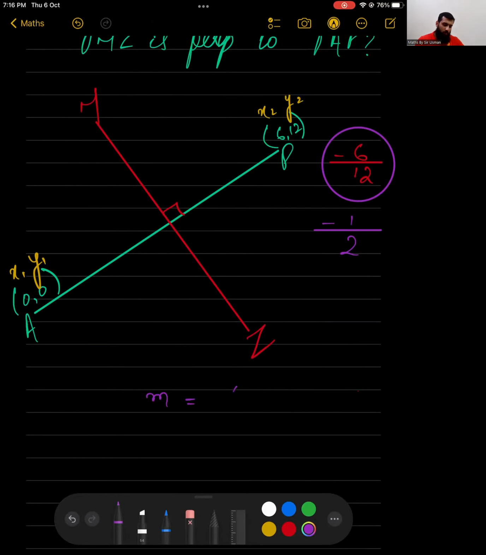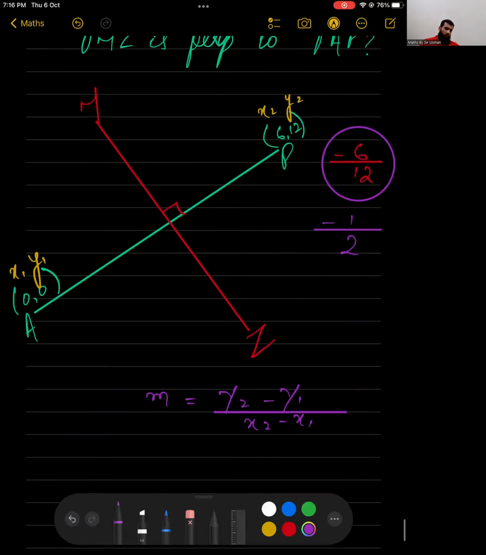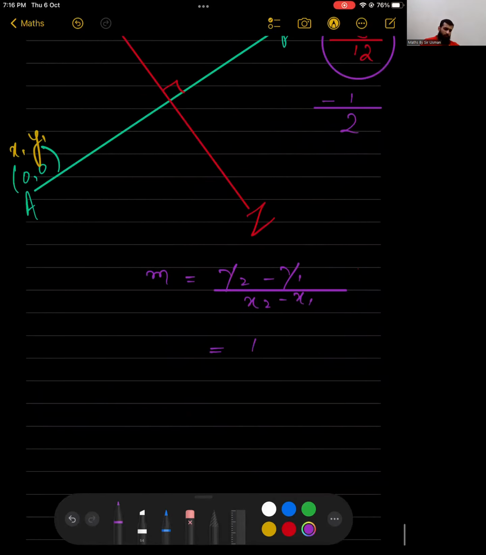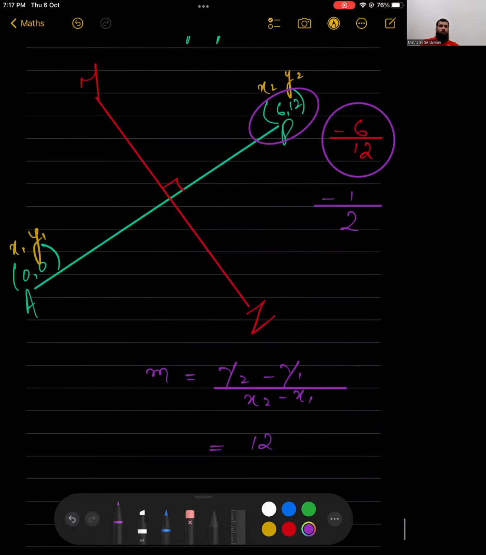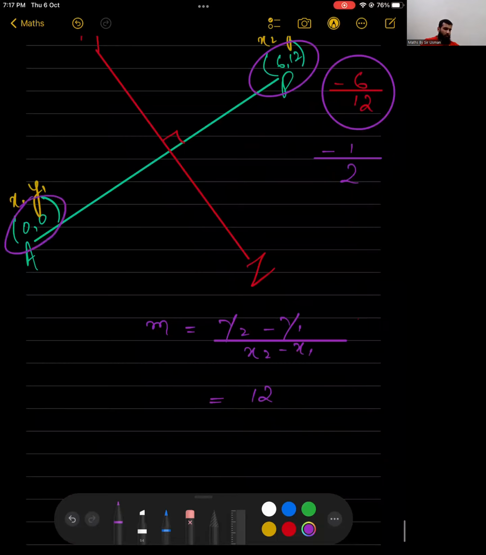So m equals y2 minus y1 divided by x2 minus x1. Now the value of y2 is 12. If you see here, y2 is 12. Mina, can you tell me the value of y1? Zero. So this would be 12 minus 0 divided by, can you tell me the value of x2?